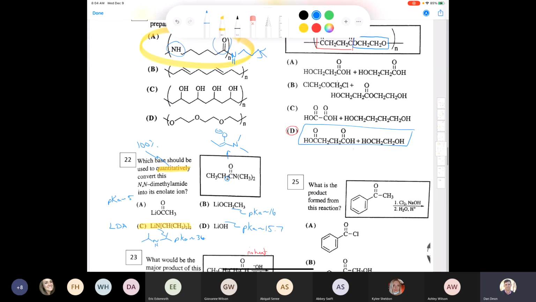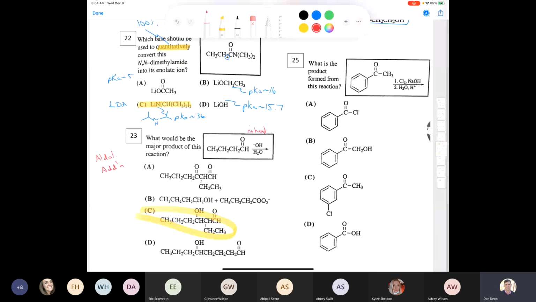Okay, let's do another one here. Question 25, one of the most famous reactions in organic chemistry. It says, what's the product formed from this reaction? We're starting with a methyl ketone. So it's very important that you start with a methyl ketone. And in the first step, you treat it with chlorine and sodium hydroxide, and then you treat that with water and acid, okay, to do some kind of hydrolysis.